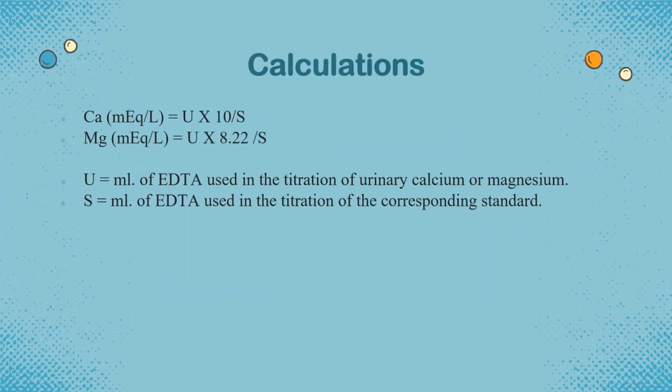Now comes the calculation part. For calcium, we use the formula U into 10 by S, and for magnesium we use U into 8.22 divided by S. Now what are these terms U and S in this formula? Basically, U is the ml of EDTA which is used in the titration of urinary calcium or magnesium, the same experiment we have just studied. And S is the ml of EDTA used in the titration of the corresponding standard.